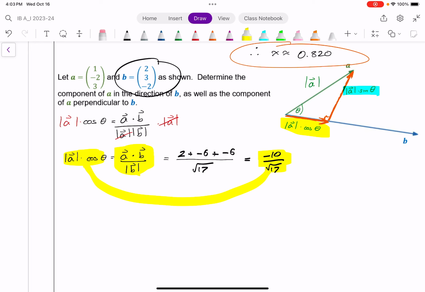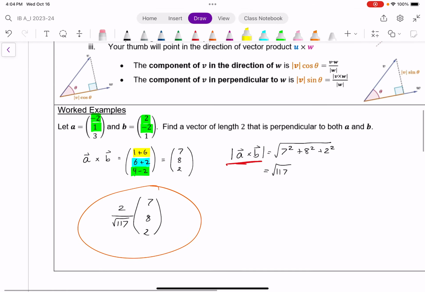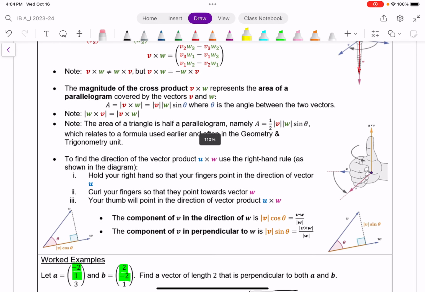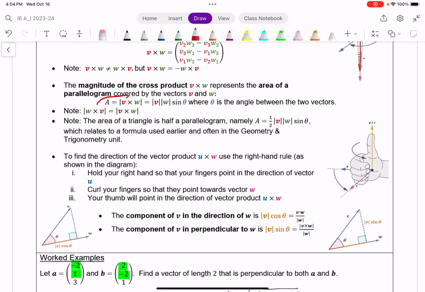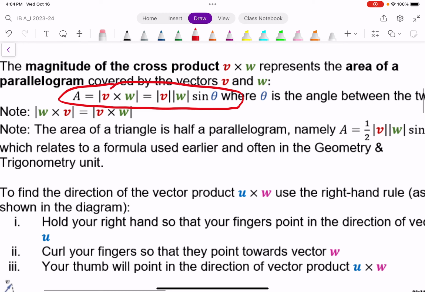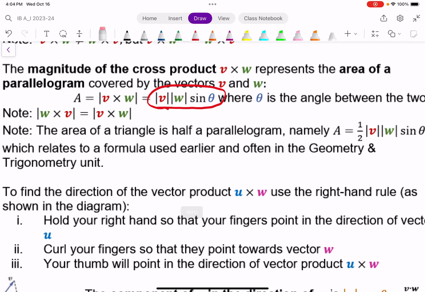And notice I didn't actually need any angles. So I can do something similar to find the component of A perpendicular to B. That goes back to the idea of the area of a parallelogram. I've already mentioned the area of a parallelogram is equivalent to the magnitude of the vector product. If we combine that with some trigonometry from earlier in the course, that's also equivalent to the magnitude of V times the magnitude of W times the sine of theta.